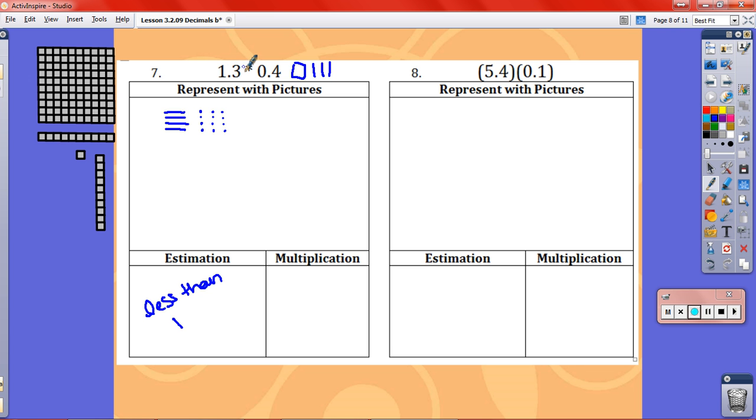Because it's more than 1 times 0, but it's definitely less than 1 times 1. So when I multiply, that's 12, 5, 5.2 and 52 are both too big, so it's got to be 0.52. And let's check over here. That's 4, 8, 10 gives me another 10th. So 2 hundredths and 5 tenths.